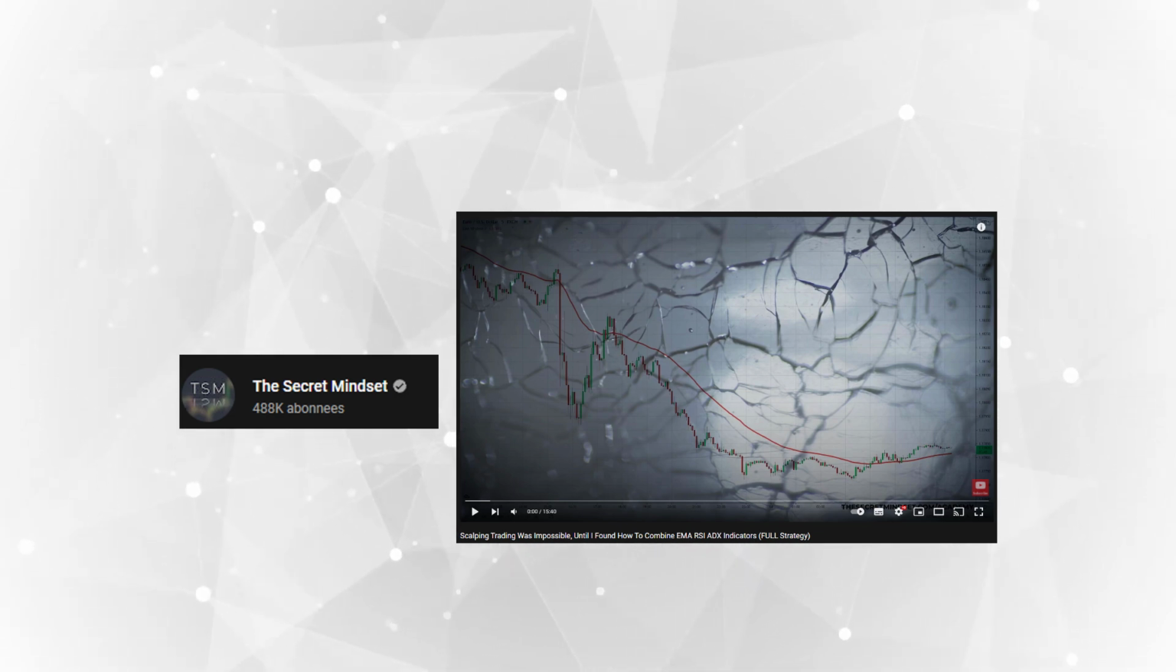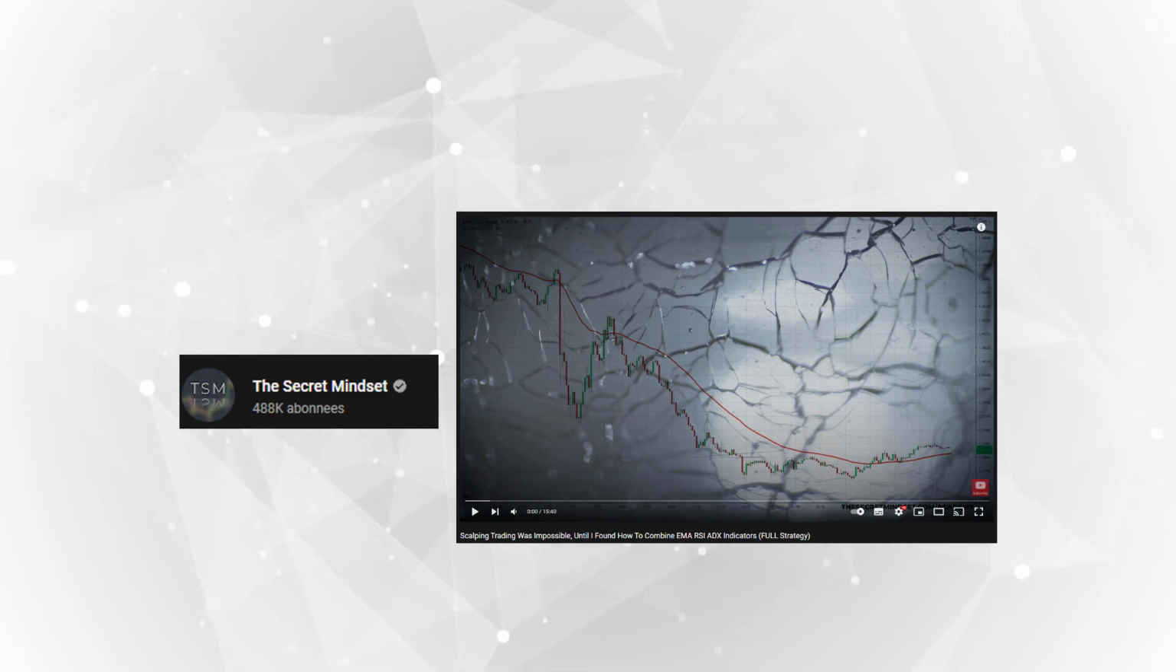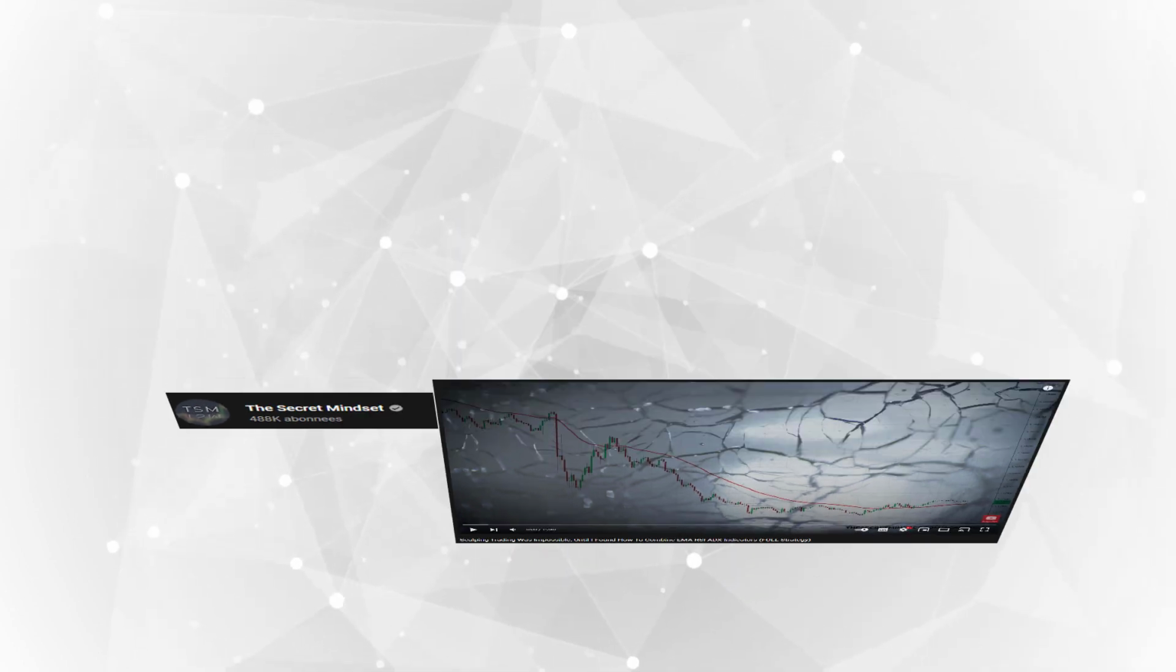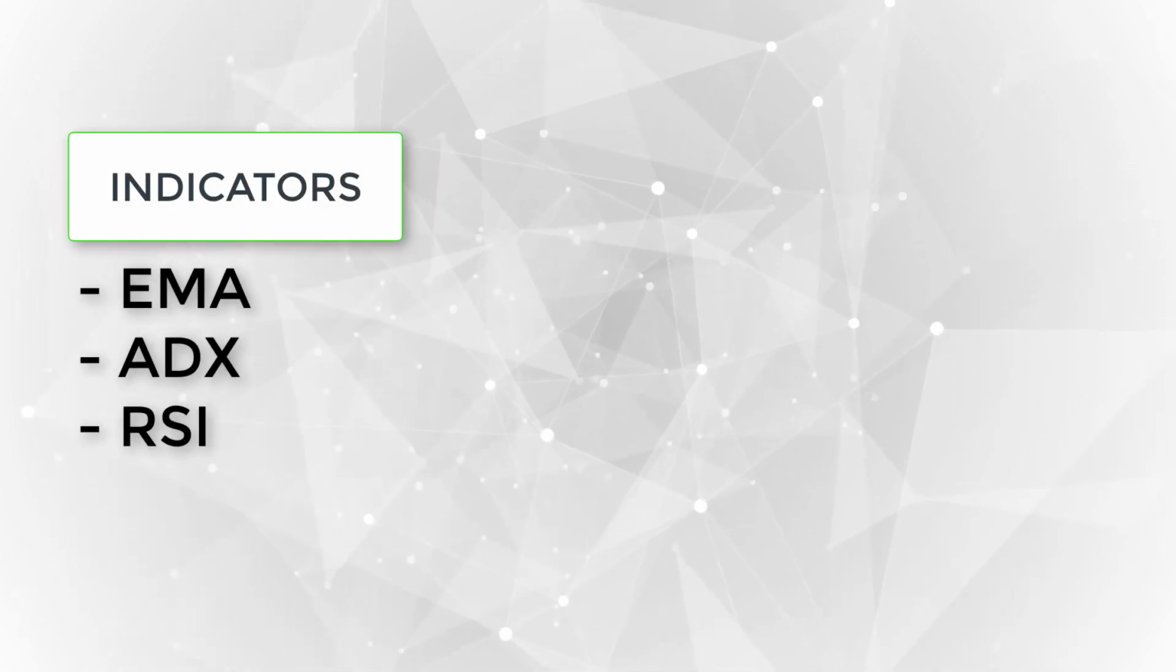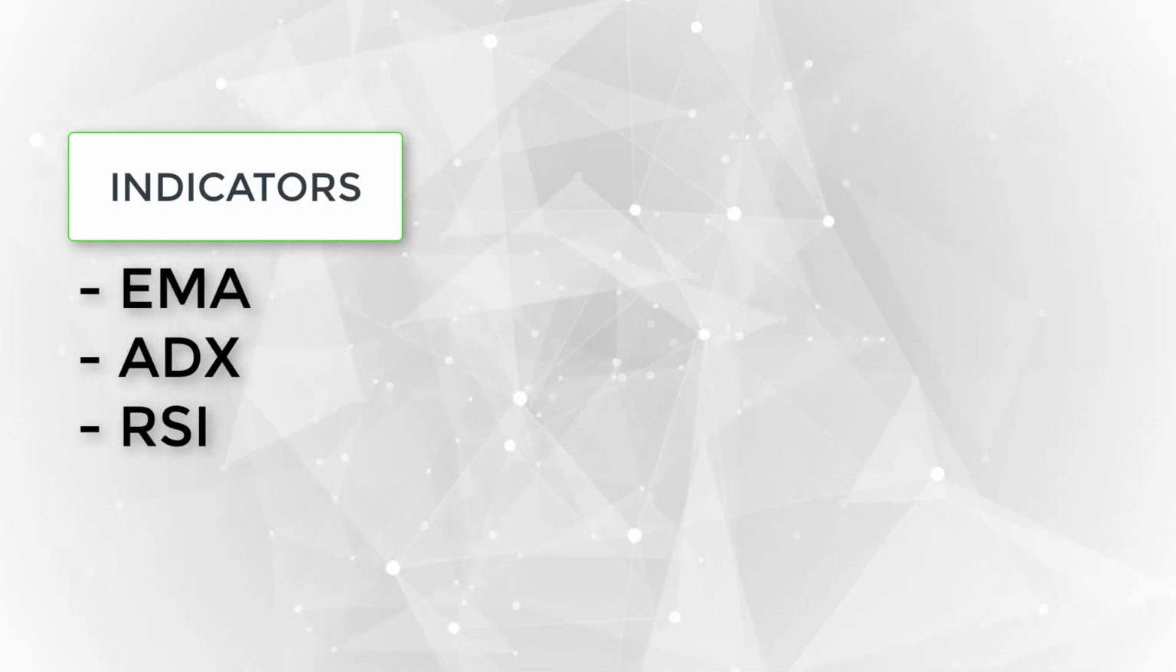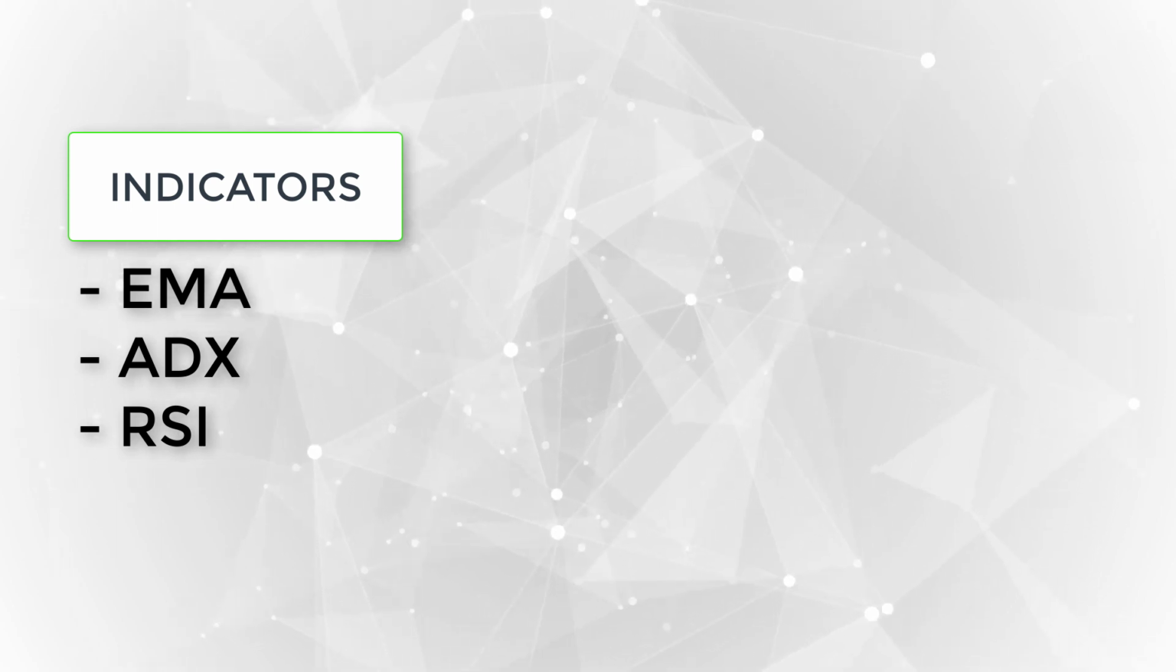But he's using 3 indicators and I thought, hey, I can use these three and make my own indicator from it, so you can test it as well and you don't have to look at the charts all the time and combine these. It will now just give you a buy and a sell signal. So 3 indicators it is. It's going to be the EMA, the ADX and the RSI.